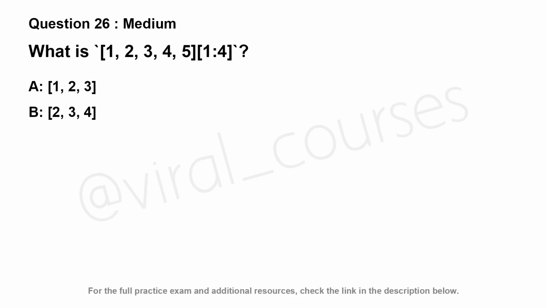What is [1, 2, 3, 4, 5][1:4]? Option A, [1, 2, 3]. Option B, [2, 3, 4]. Option C, [2, 3, 4, 5]. Option D, [1, 2, 3, 4].